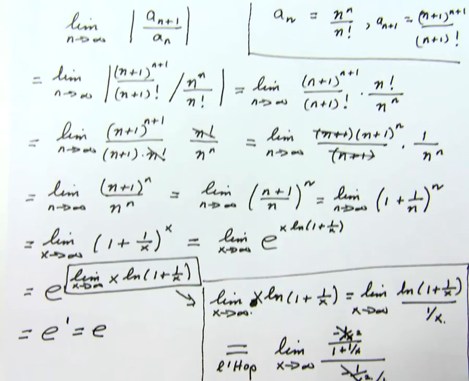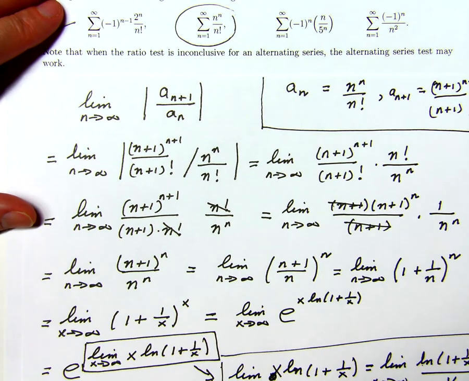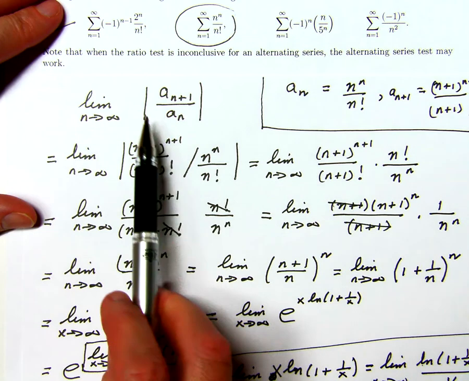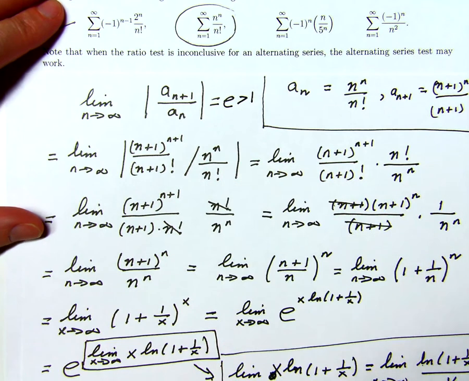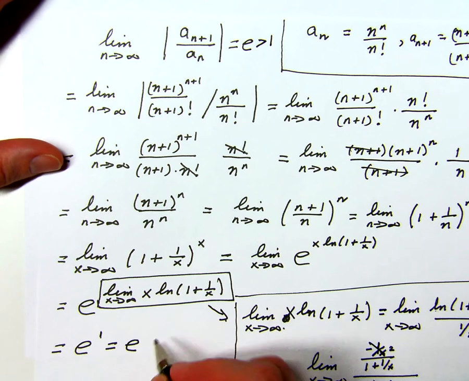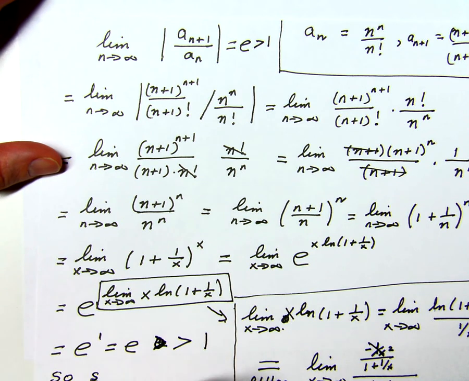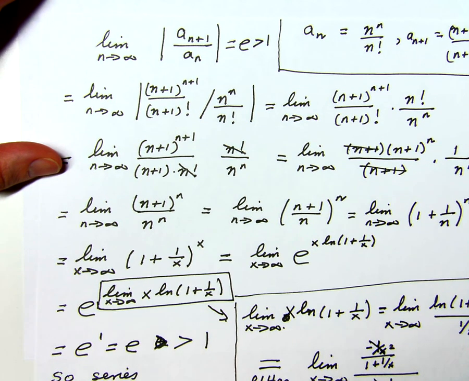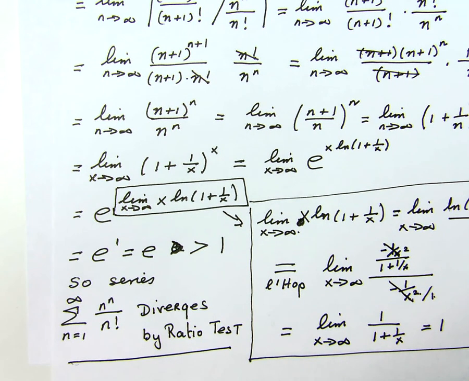Now recall that this was the limit as n goes to infinity of the absolute value of a_{n+1} over a_n, and we're talking about this series. So the determining factor is whether this is greater than 1 or less than 1. So we found that this limit is e, and that's greater than 1. So our bottom line here is that the limit of that quotient is e, which is greater than 1, and so the series, which was the sum from 1 to infinity of n^n over n factorial, diverges by the ratio test. So that's our conclusion right there, because our limit was greater than 1.